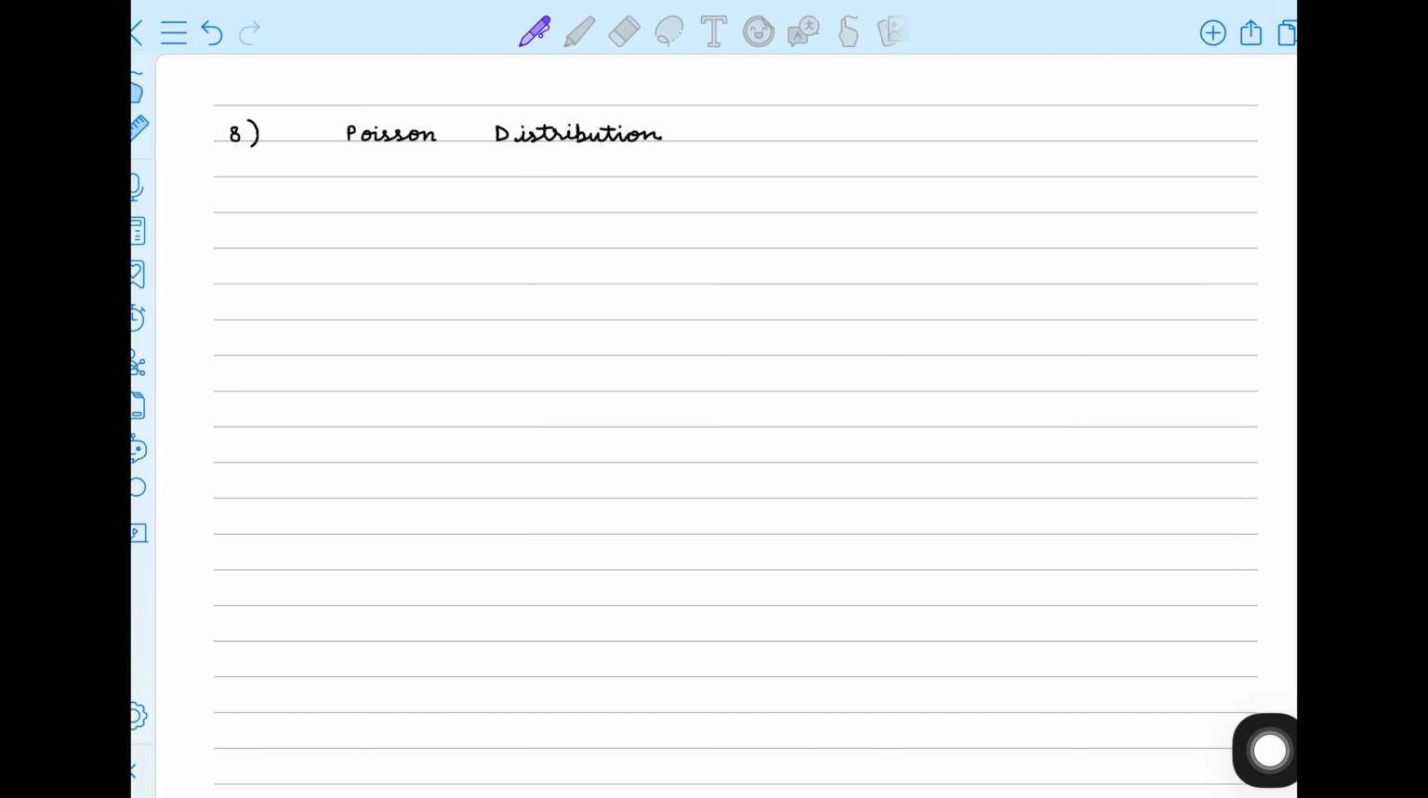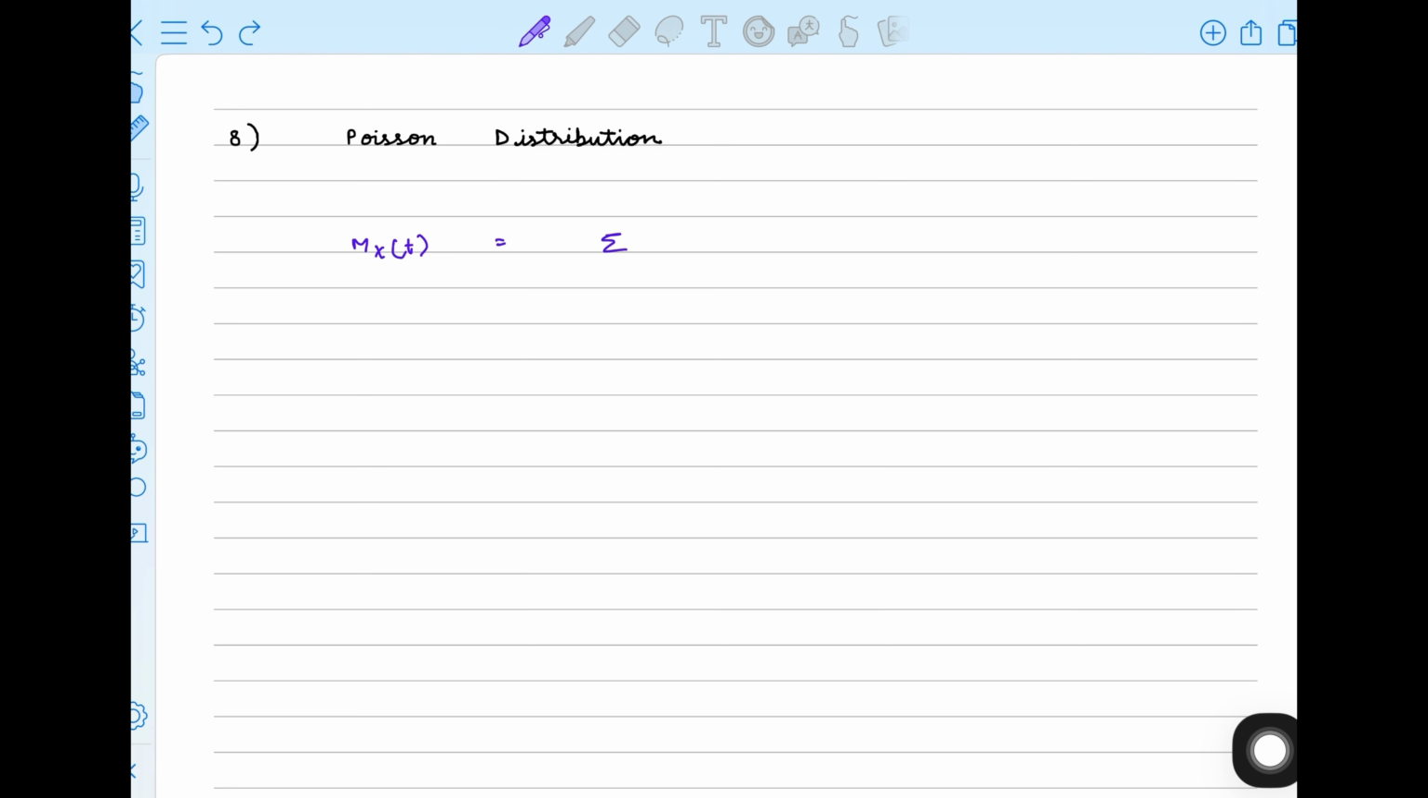We move on to the last discrete distribution, that is the Poisson distribution. The MGF is. We now apply the exponential series.